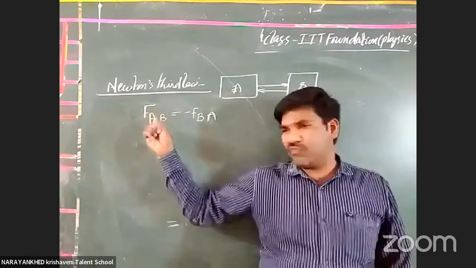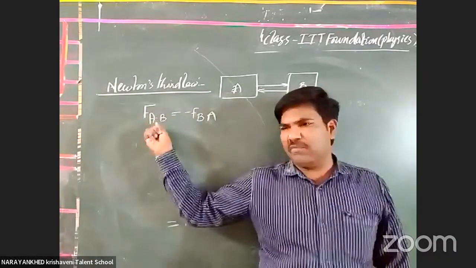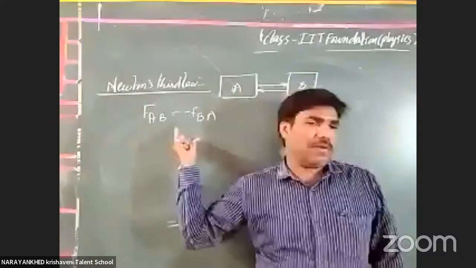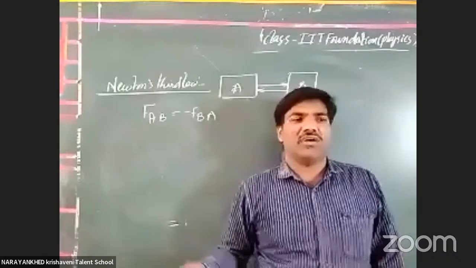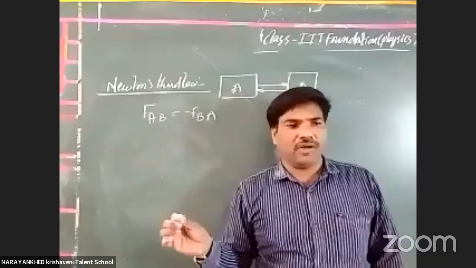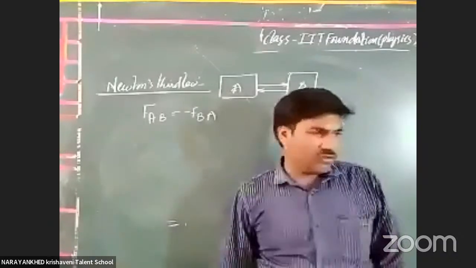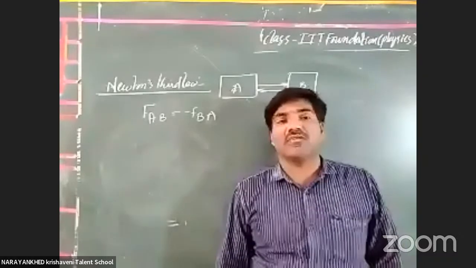Suppose A is an action, and B also becomes an action sometimes. Okay, clear or not? But they are working at the same instant and in the same place. Got it or not? This is only about action being equal to reaction. This is called Newton's third law.